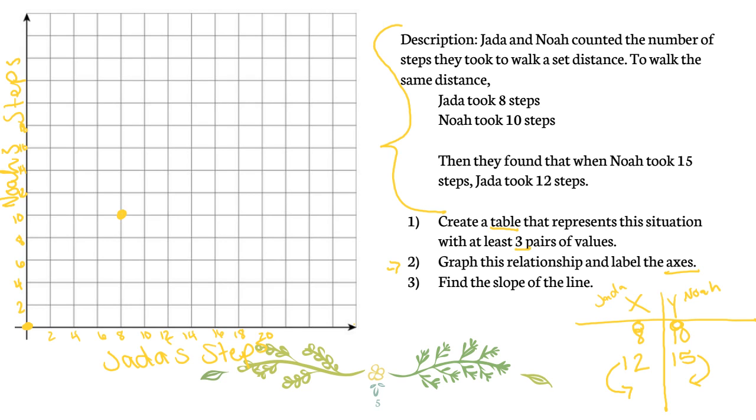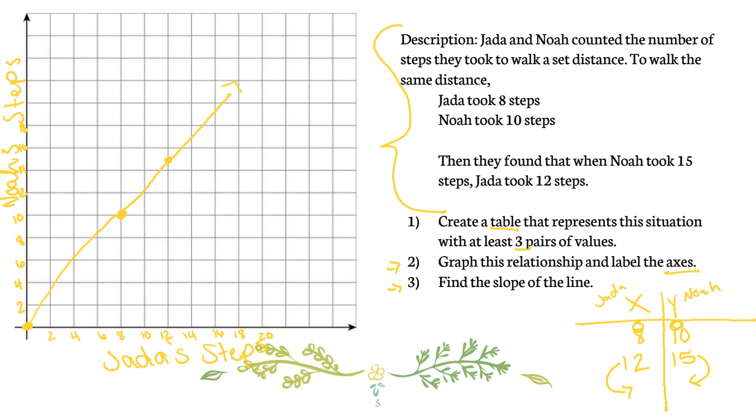And now it tells me whenever Jada took 12 steps, then Noah took 15. So 15 is going to be right in the middle between 14 and 16. So then I would have my first line, and we're going to act like this is going to be so straight. That's not too bad, but it's not straight either. So then number 3 tells us to find the slope of the line.